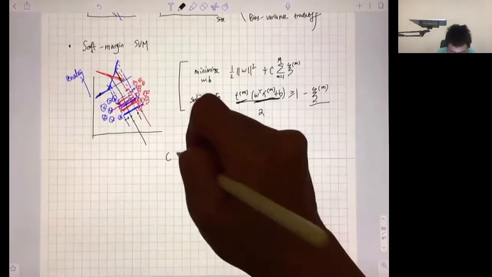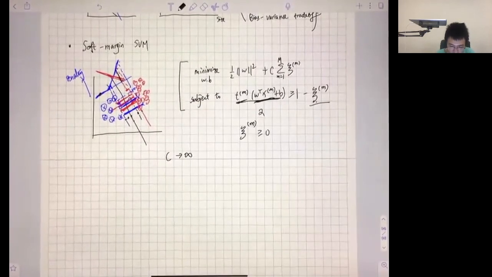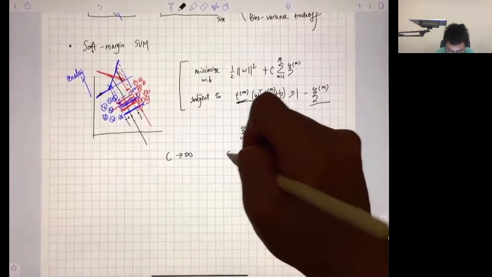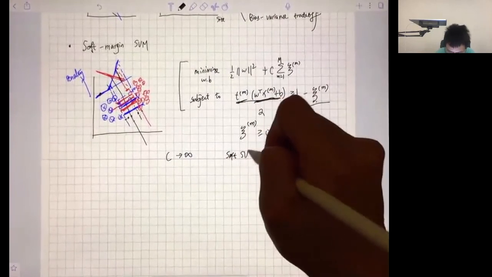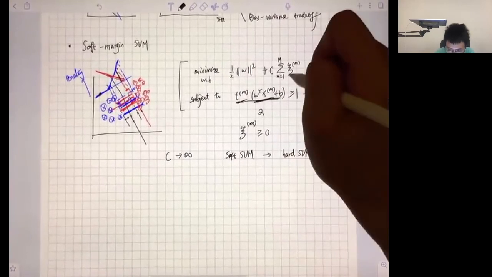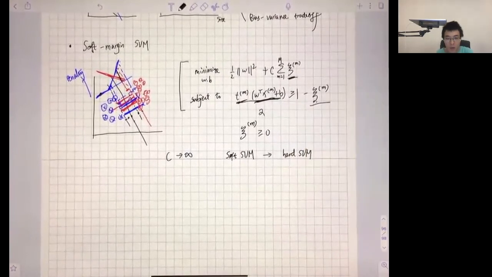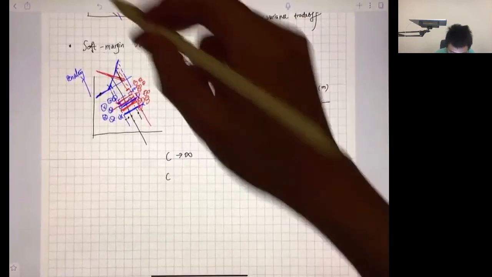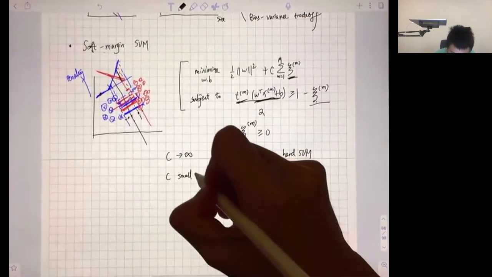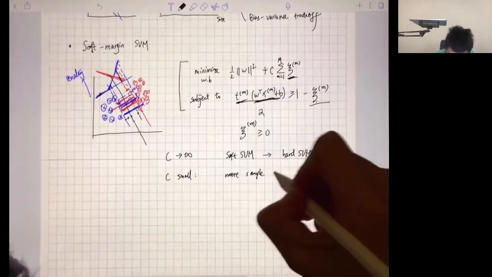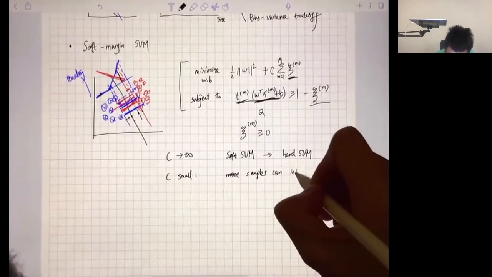So if C goes to infinity, then the soft SVM converges to a hard SVM, okay? As long as you intrude the margin by a very small number, you will be heavily penalized, okay? If C is small, then more samples can intrude the margin.